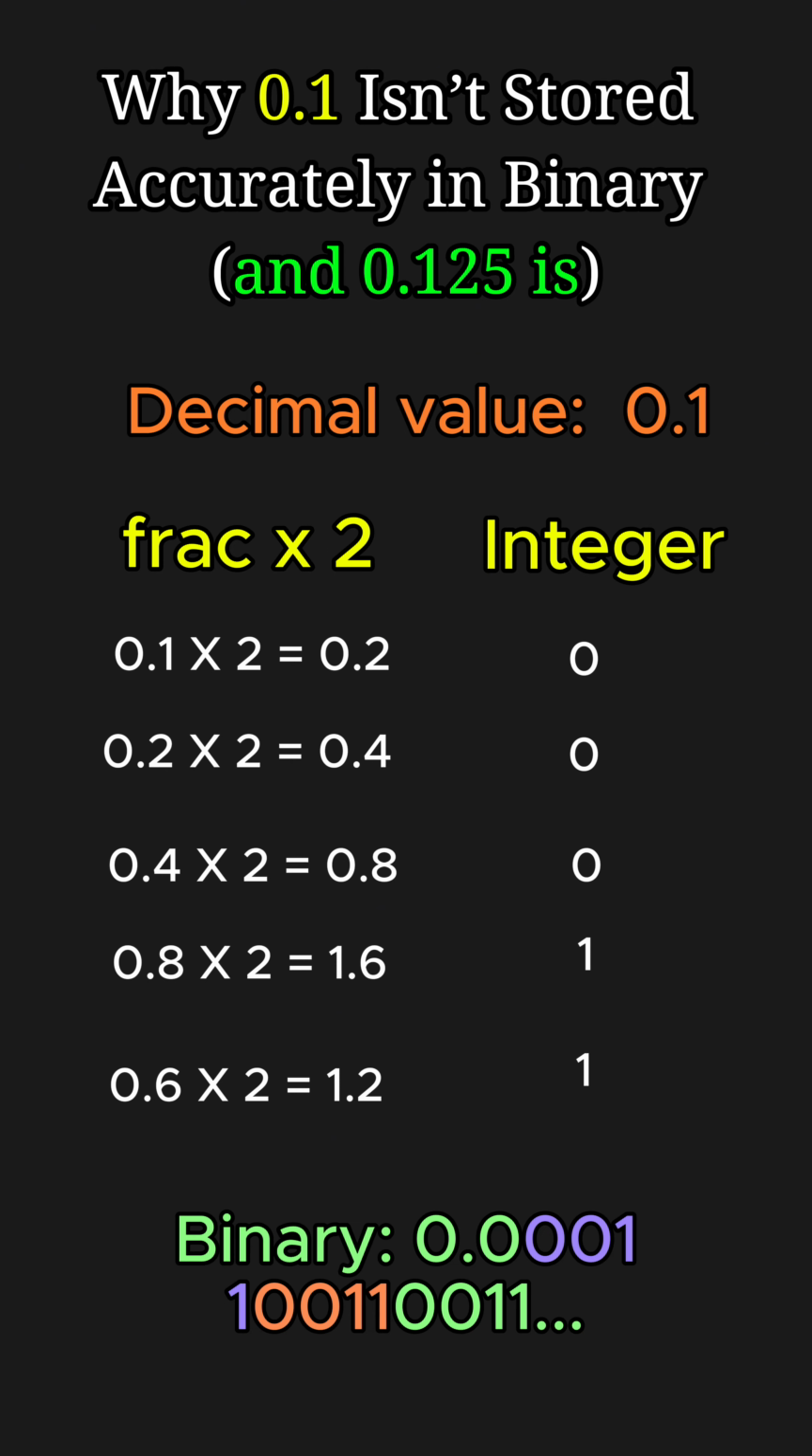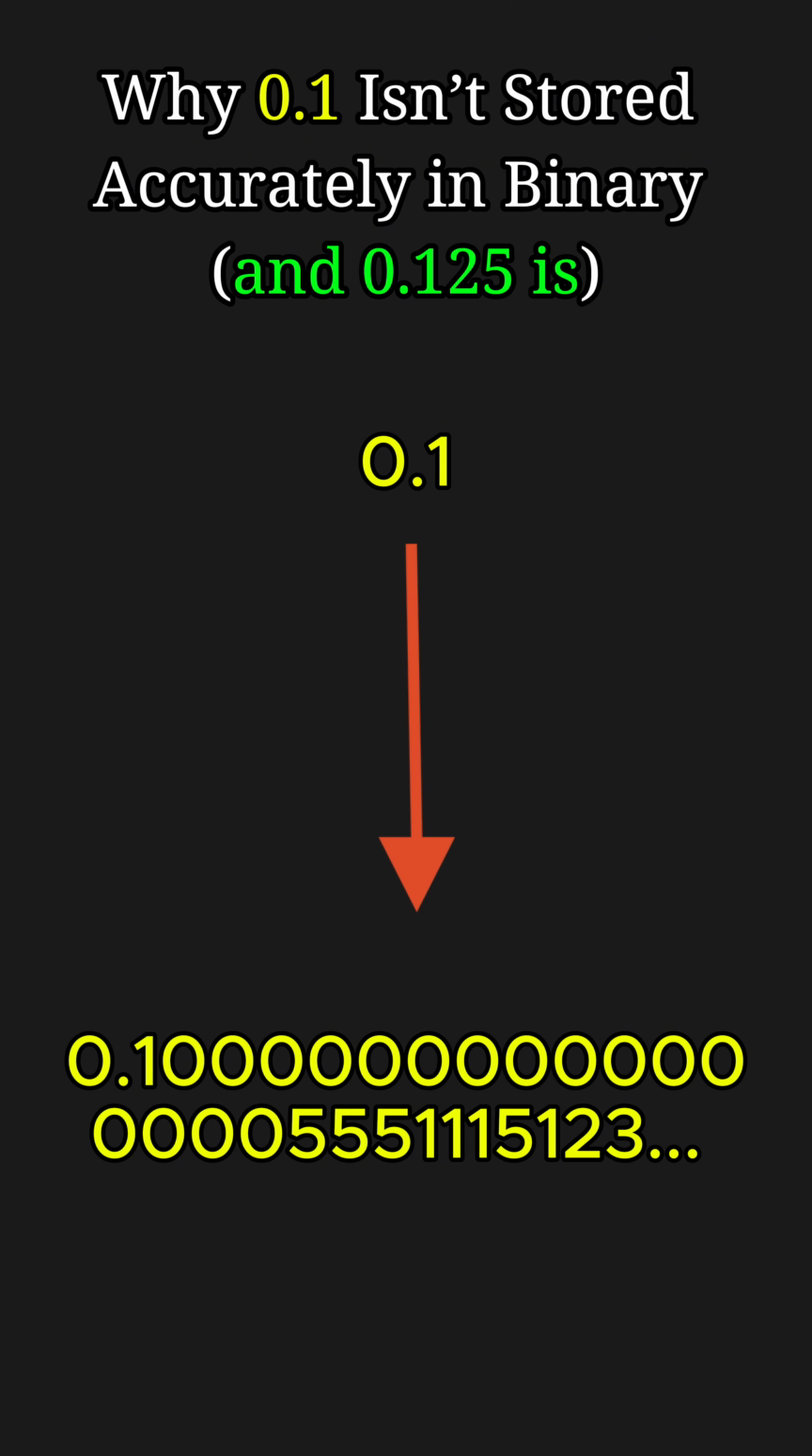So the binary number we will get is 0011 repeating infinitely, and this infinite repetition cannot be stored exactly in a finite number of bits, and hence 0.1 in decimal is stored approximately as 0.1 followed by some zeros and then some non-zero digits like 555, 111, 5123 and so on.